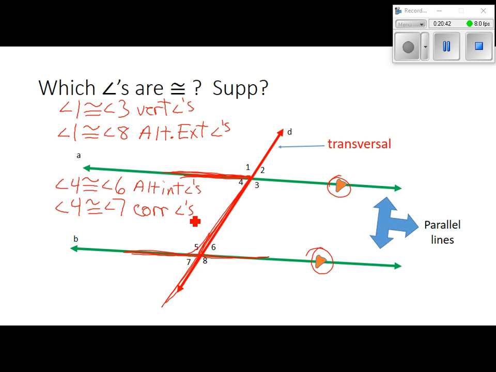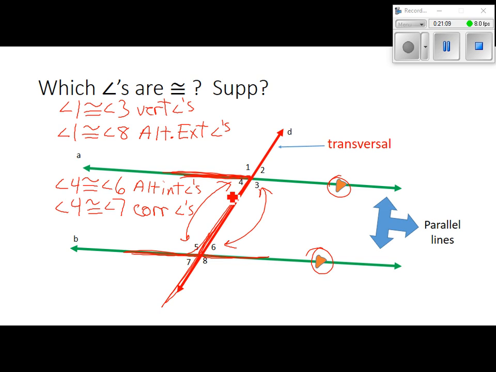Angle 3 and angle 6, these two are the roommates, so they're consecutive interior angles, or same side interior angles. So they have to be supplementary to each other. Angle 4 and angle 5 have to be supplementary to each other for the same reason. Angle 6 and angle 2 are corresponding angles. Angle 8 and angle 3 are corresponding angles.